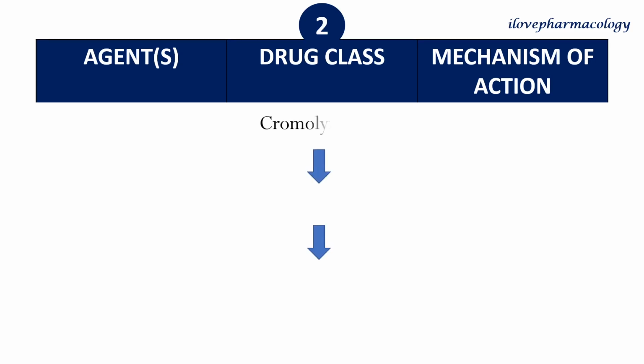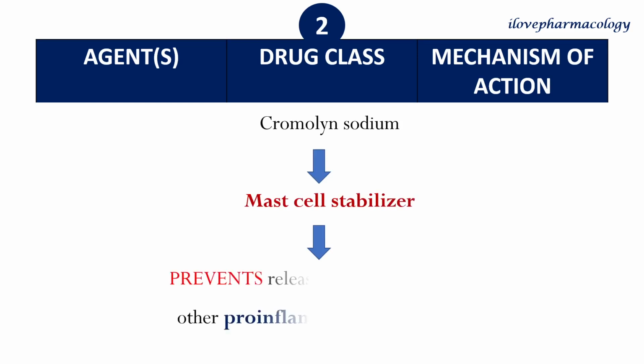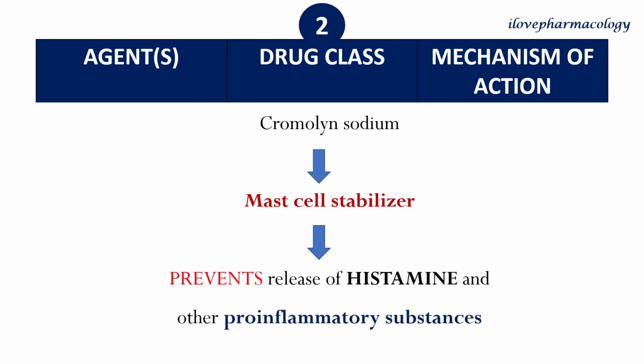Next, we have Cromolyn Sodium. So Cromolyn Sodium is a mast cell stabilizer which helps in prevention of release of histamine and other pro-inflammatory substances. So Cromolyn Sodium is a mast cell stabilizer which prevents the release of histamine and pro-inflammatory mediators.